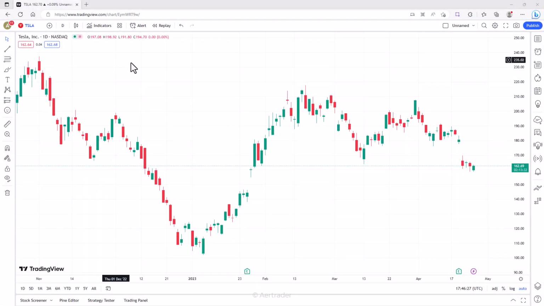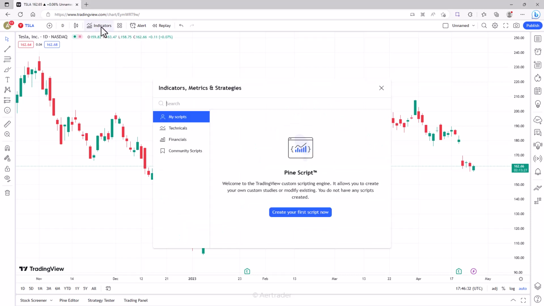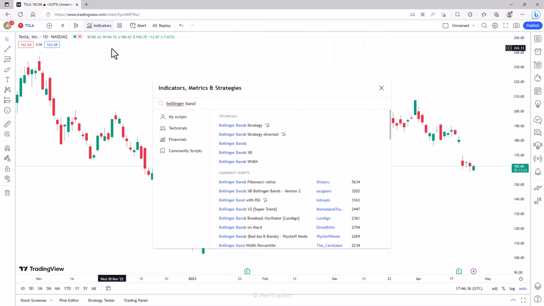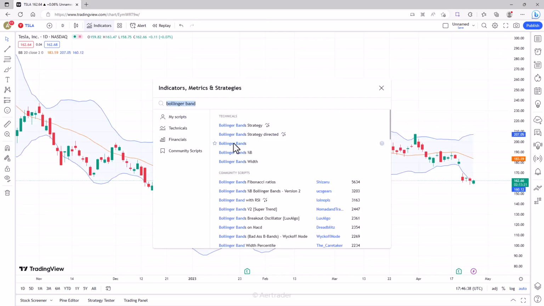Let's take a look at a Bollinger Band plotted on the chart. Let's click on the Indicators button. Let's type in Bollinger Band and select Bollinger Band.